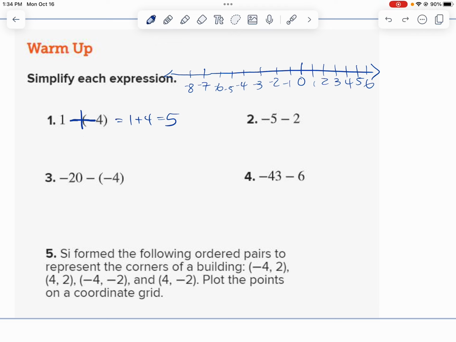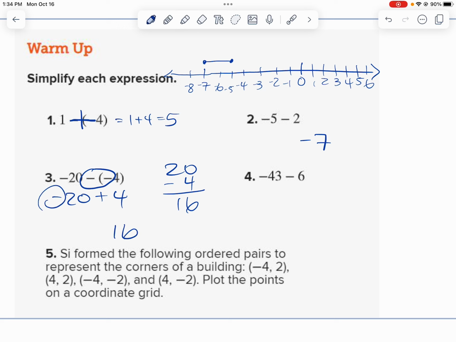The next one says I start at -5 and I need to go in the negative direction 2 times. When I do that, I get to -7. I am not doing it this way for this. -20 plus 4. When the signs are different, you subtract. So 20 minus 4 will get 16. But there are more negatives than there are positives, so it is -16. This one, they're both negative, so you add and keep the sign.